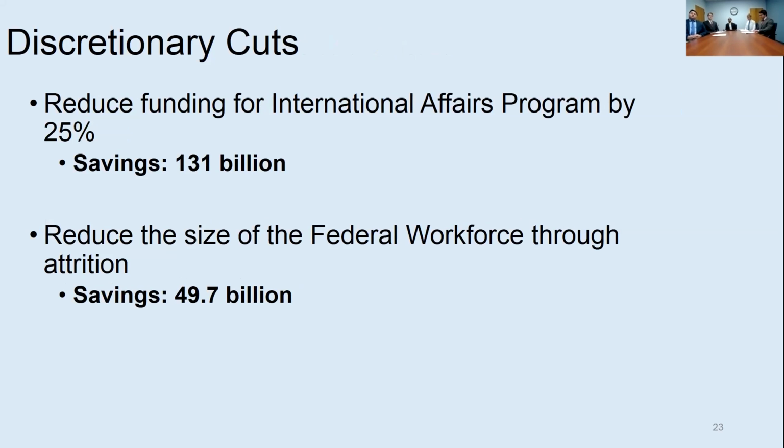Additional discretionary cuts include reducing funding for the International Affairs Program by 25%. This results in a large savings of $131 billion. There is research suggesting that there are low marginal returns on these investments, and this cut will encourage the private sector to lead the way in these efforts. Further, the proposal to reduce the size of the federal workforce through attrition is the result of research suggesting that we are overpaying federal workers who do not hold college degrees. Through this option, government agencies can be just as effective, and we can save money while doing it.